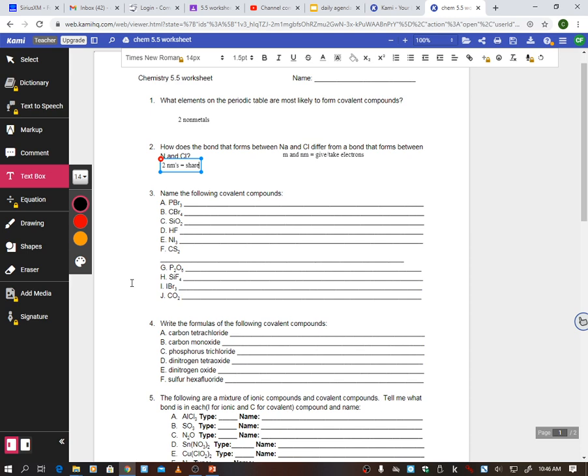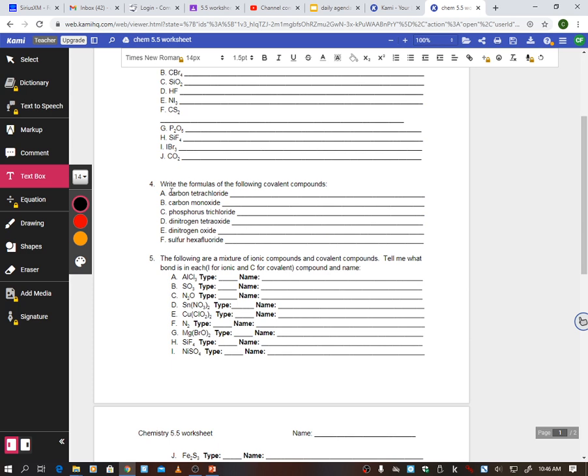G, this is the first time we've seen subscripts on both, so I'm going to say diphosphorus. Now, I had several kids wanting to say diphosphide, but it's still diphosphorus because it is the first element. And then pentoxide or pentaoxide, you put that A on there, you can, but diphosphorus pentoxide. H is silicon tetrafluoride. I is iodine tribromide. And J is carbon dioxide.